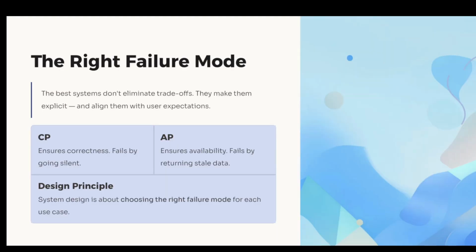To summarize, CAP is not about choosing a system type. It is about deciding how your system behaves under failure. CP systems ensure correctness. AP systems ensure availability. To conclude, the best systems don't eliminate trade-offs. They make them explicit and align them with user expectations. Because in the end, system design is about choosing the right failure mode.